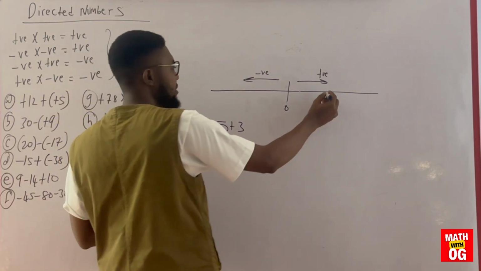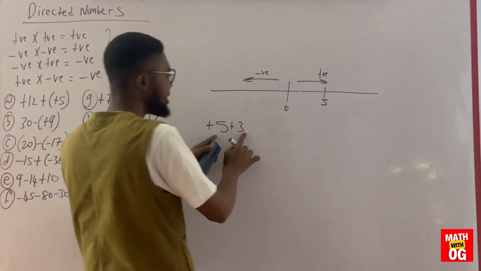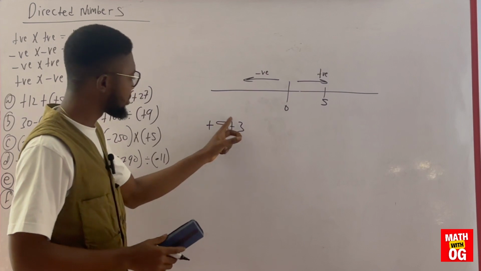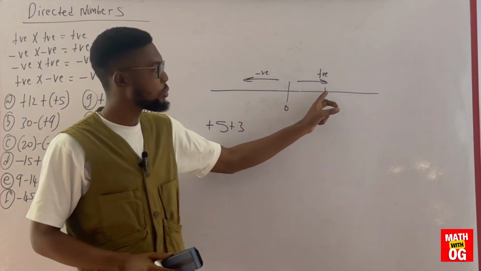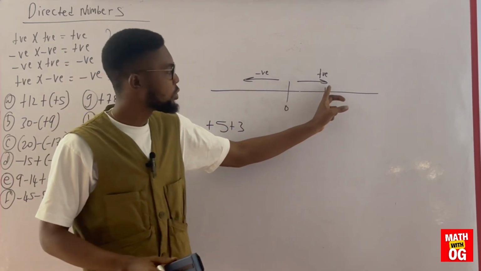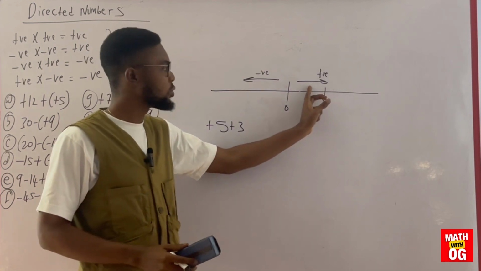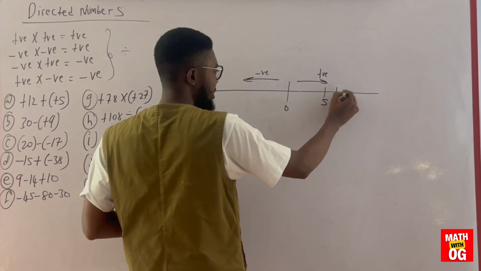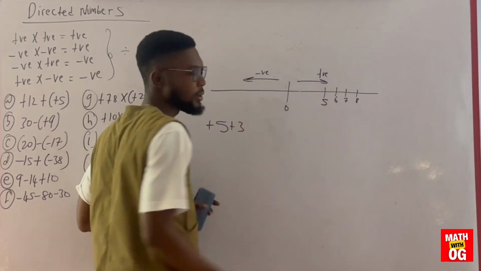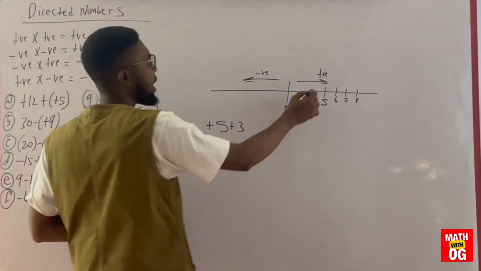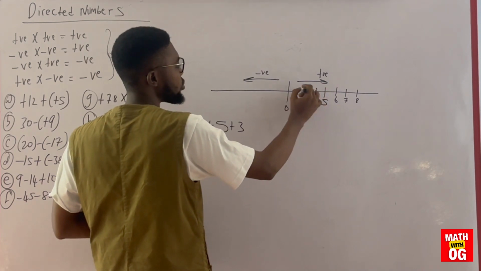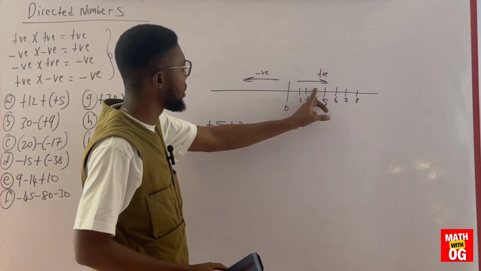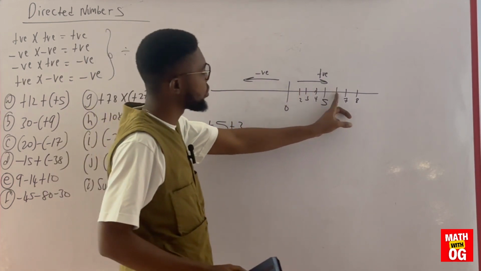So if my 5 is here and I'm adding 3 to 5, my answer should be going to the right. But if I'm subtracting 3 from 5, my answer should be going to the left. So this will go to the right 3 times, and this will go to the left 3 times. Adding 3, I will have 6, 7, and 8. Subtracting 3, I will have 4, 3, and 2.